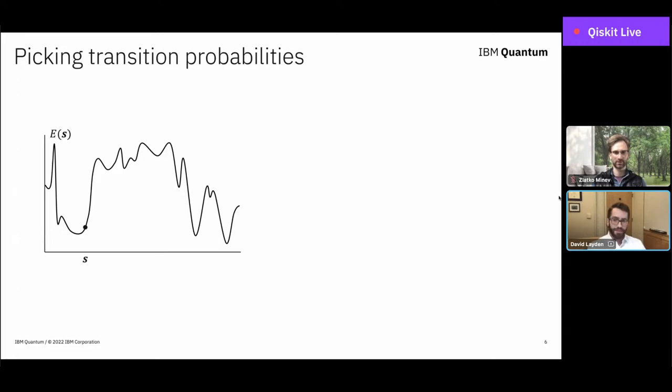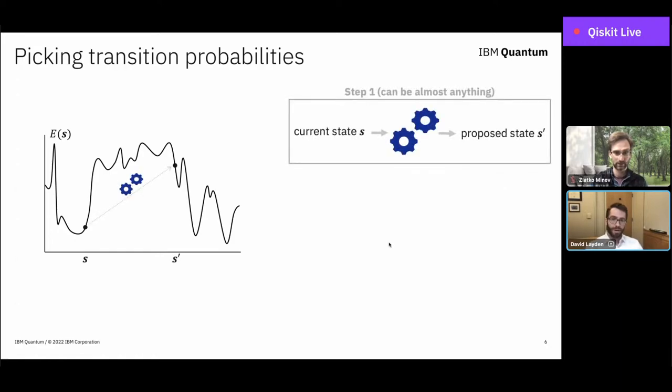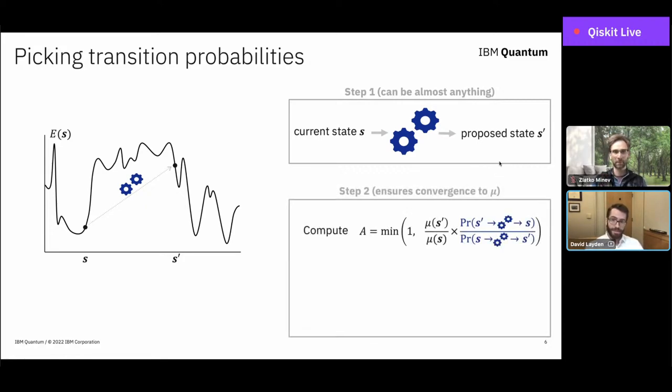The idea is to break down each one of these random jumps into two steps. So in step one, if your current state is S, you by some means propose a new random state S prime, following some mechanism that I'm denoting as these blue gears here. Now, I'm going to be more concrete about this in a moment, about how exactly you should propose these random moves. But on this slide, the point that I want to get across is that it doesn't really matter that much. In fact, in step one, you can use almost any means you like to propose your next move, and you'll still converge to the Boltzmann distribution, provided you follow it up with step two.